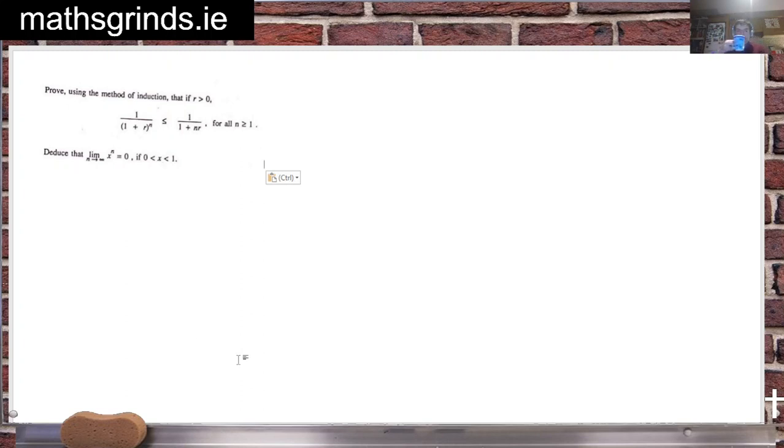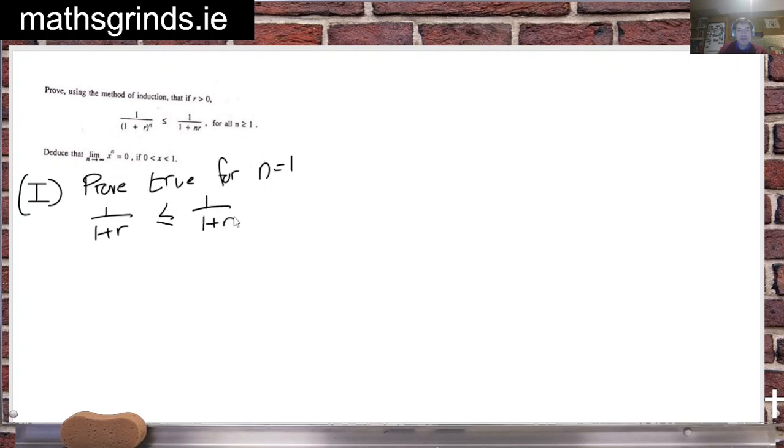Okay, let's have a look here. So we start off with case 1. We want to prove it's true for n equals 1. So that means 1 over 1 plus r is less than or equal to 1 over 1 plus r. N is just 1, that's obviously true.